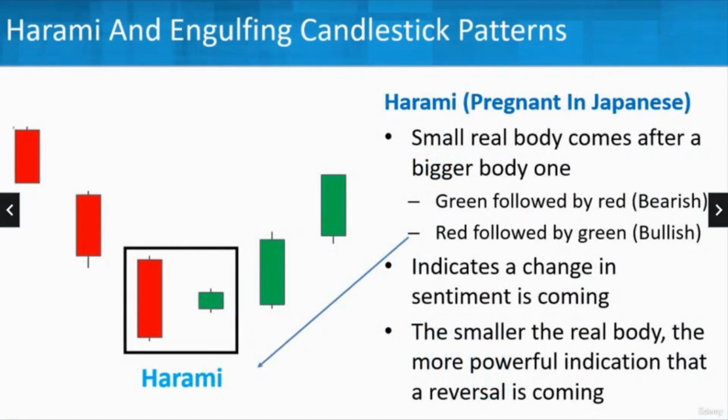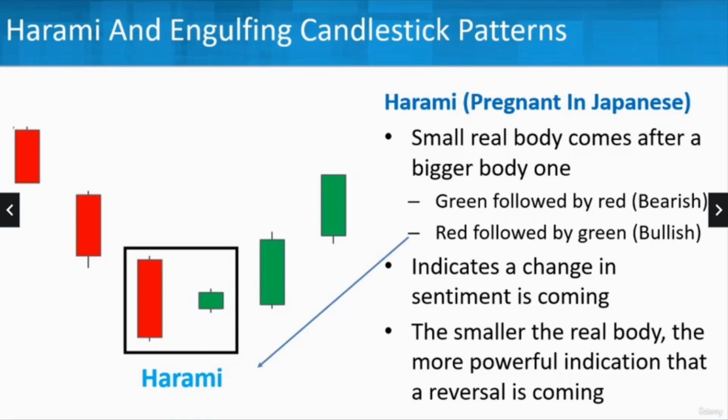Let's talk Harami and engulfing candlestick patterns. They're similar, but slightly different, of course. Let's start with the Harami. Harami actually means pregnant in Japanese. If you look at the samples on the left, you can see a small real body coming after a bigger body before it. Here we have a long red candle, and then a short real body after it. You can almost imagine somebody might be pregnant. That's the idea behind a Harami: the small body coming after a big bodied candle.